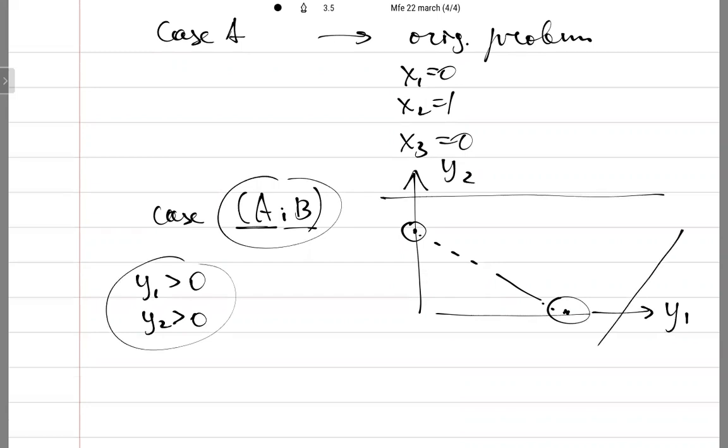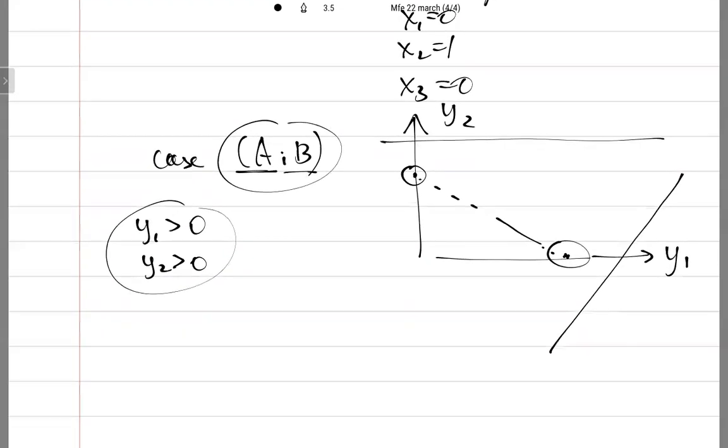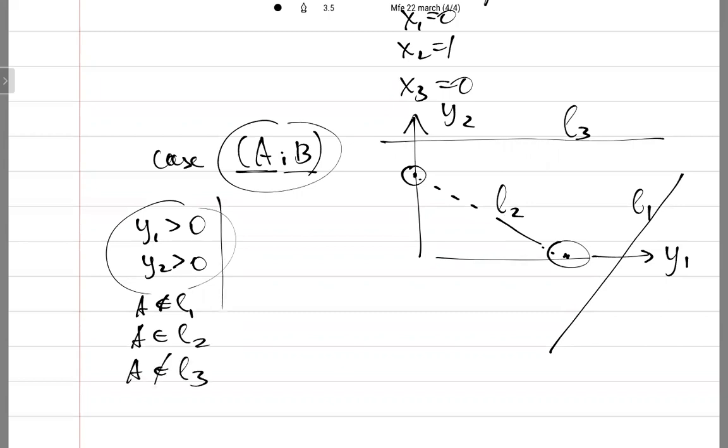I have lines like there. So this is L3, this is L1, that is L2. A belongs to L2. A does not belong to L1. A does not belong to L3. What is the conclusion? Well, probably not A, but AB. It's not A. Conclusion is that x2 is 1. Oh, it's better like this.